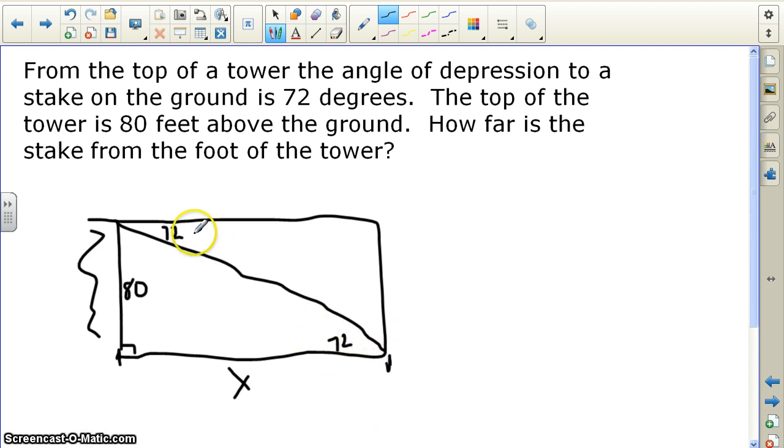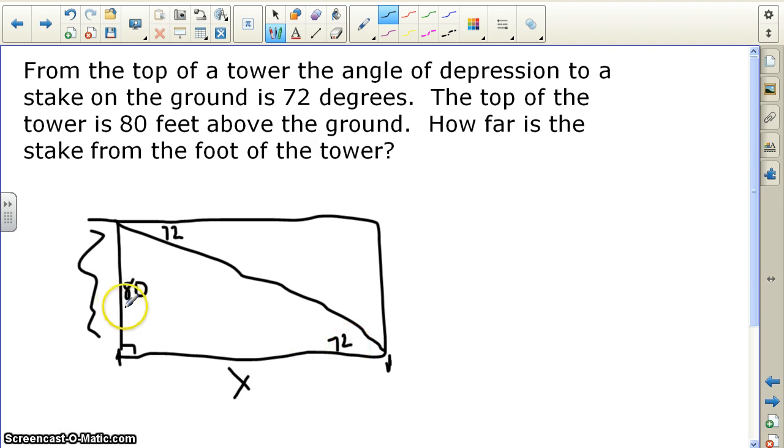So your angle of elevation and angle of depression should actually be the same. They should be congruent every single time. Just keep that in mind when you're putting your angles in there. If we were to put 72 here, there's no way that that angle could be 72. Think about that when you're setting up problems.